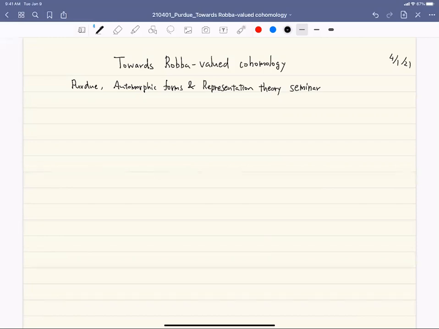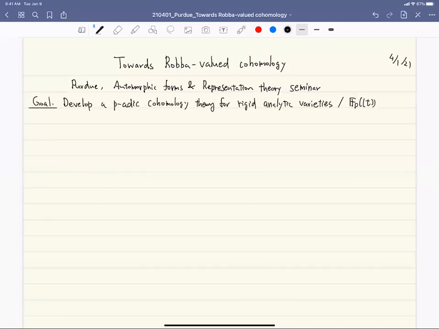Let me just talk about the goal of this talk or this project. I think the topic itself is about arithmetic geometry, but the motivation comes from automorphic forms and representation theory. Our main goal is to develop a p-adic cohomology theory for p-adic manifolds, or more precisely, rigidified varieties over local function fields, namely starting with a finite field F_p, and I want to put a Laurent variable. The long-term goal is to seek applications toward the local Langlands program.